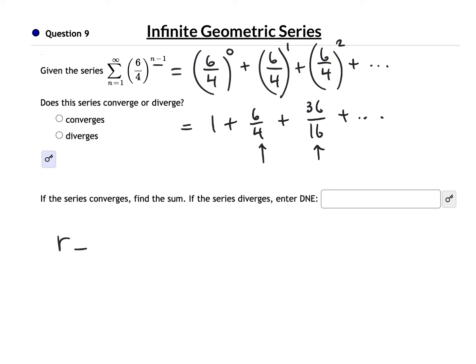To find r, we'll take the current. 6/4 is 3/2. 3/2, and we'll divide by the previous one, and we get 3/2. Since the absolute value of r is greater than 1, this one diverges. The sum goes to infinity.